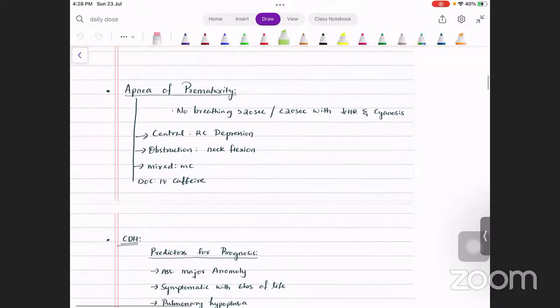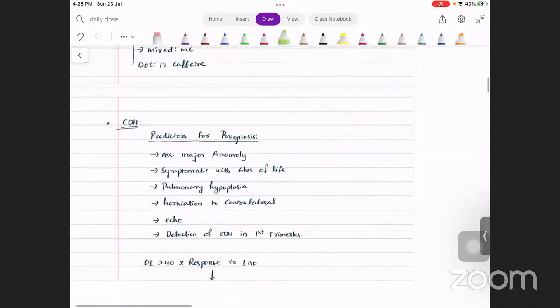No breathing for more than 20 seconds, or less than 20 seconds with a decrease in heart rate and cyanosis, is apnea of prematurity. There could be two causes: either a central cause or an obstructive cause. Central cause is respiratory center depression, while obstruction is due to neck flexion. The most common cause is a mix of both central and obstructive. Drug of choice is IV caffeine.